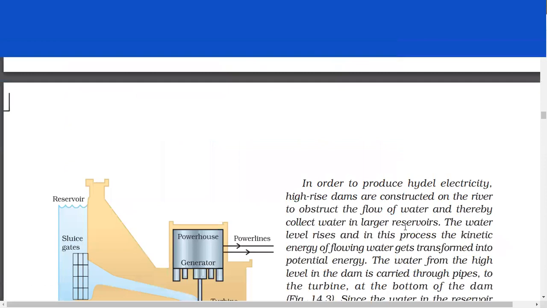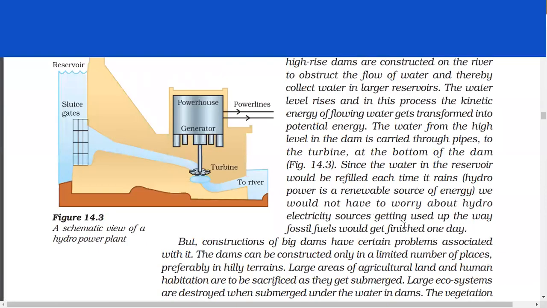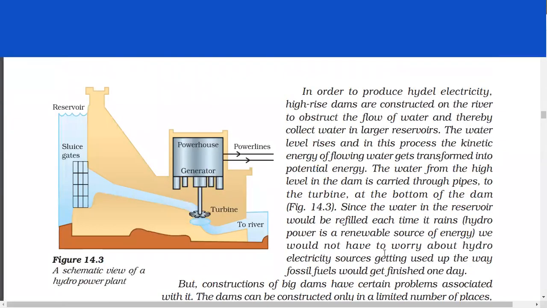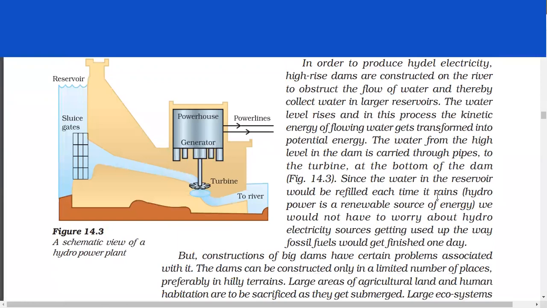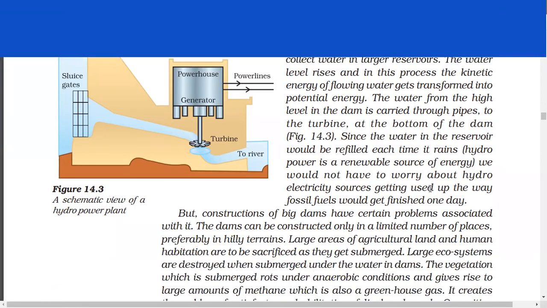In order to produce hydroelectricity, high-rise dams are constructed on the river to obstruct the flow of water and thereby collect water in large reservoirs. The water level rises, and in this process, the kinetic energy of flowing water gets transformed into potential energy. The water from the high level in the dam is carried through pipes to the turbine at the bottom of the dam.